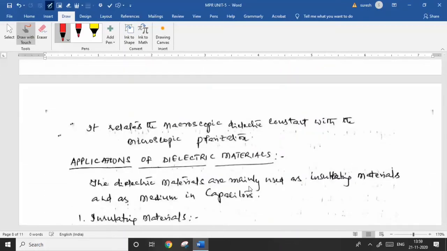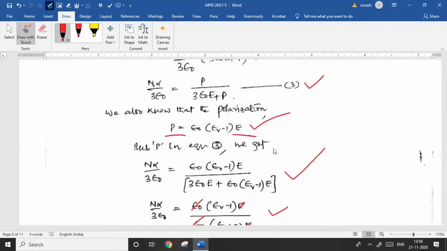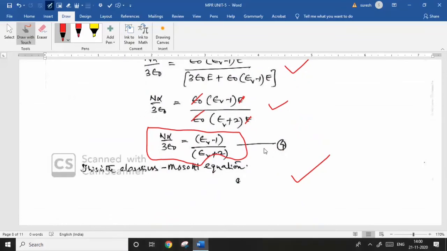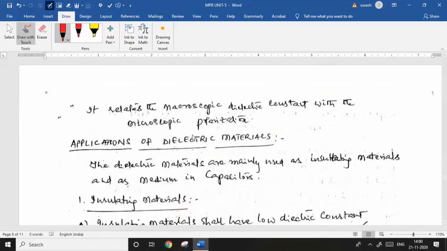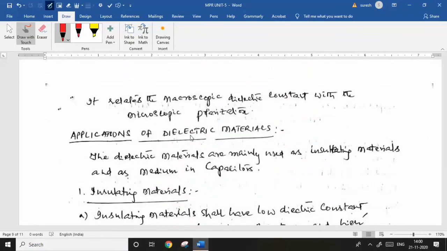One of the most important equations expected from dielectric materials. It relates the macroscopic dielectric constant with the microscopic polarization. So, as I told you in the beginning of the Clausius-Mosotti equation, there is a strong relationship between the dielectric constant and the polarization. My dielectric constant is related to a macroscopic property, whereas my polarization is related to a microscopic property.